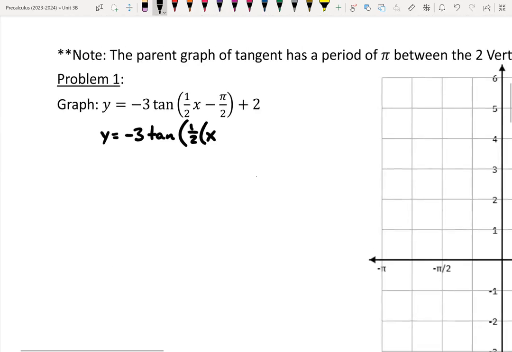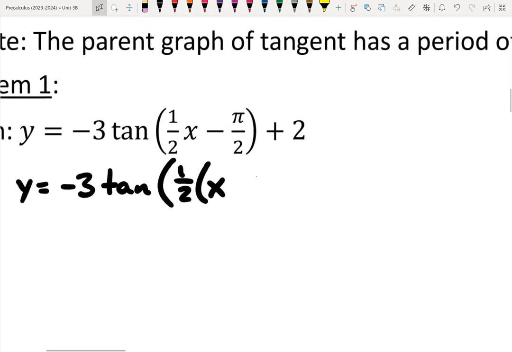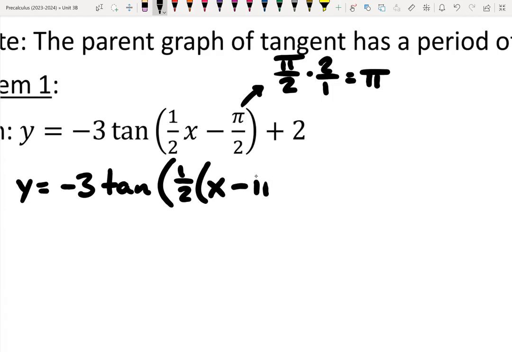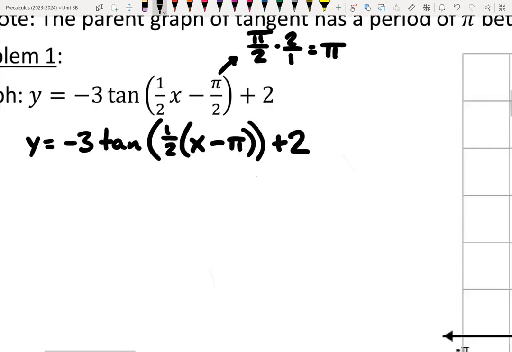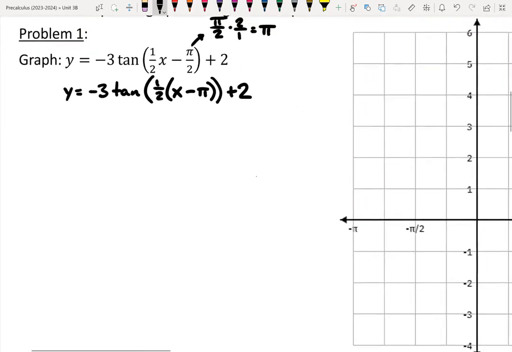Let's see. Remember how we do that? We take our c value, and what am I going to multiply my c value by? The reciprocal, so 2 over 1. What does that give us? 2 pi over 2, or just pi. So we have minus pi in here and plus 2. Okay, let's go ahead and identify our different transformations.